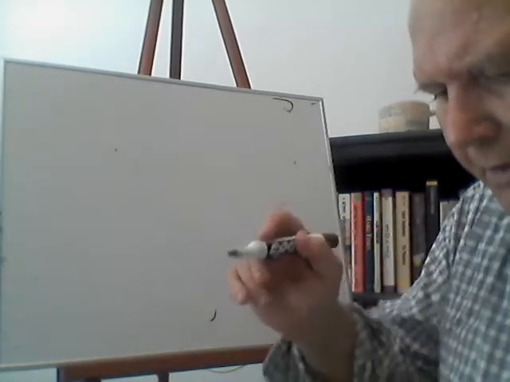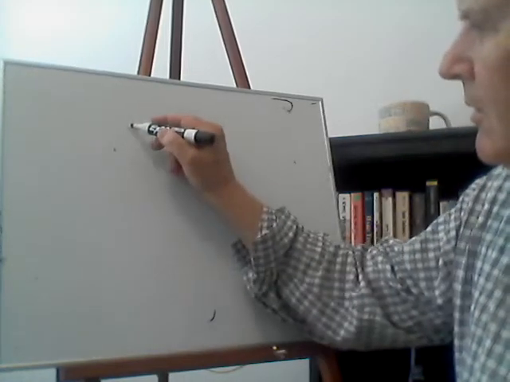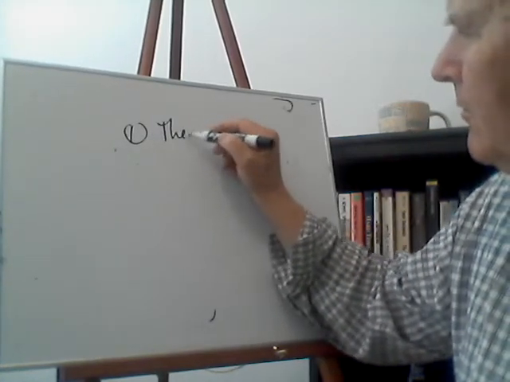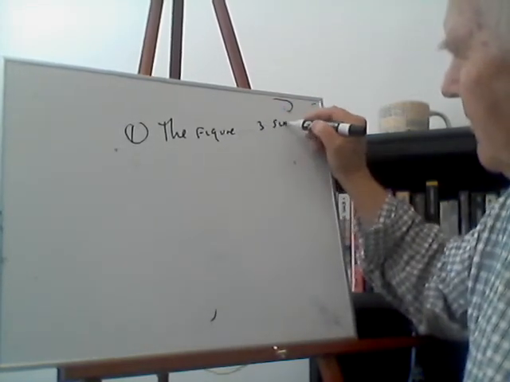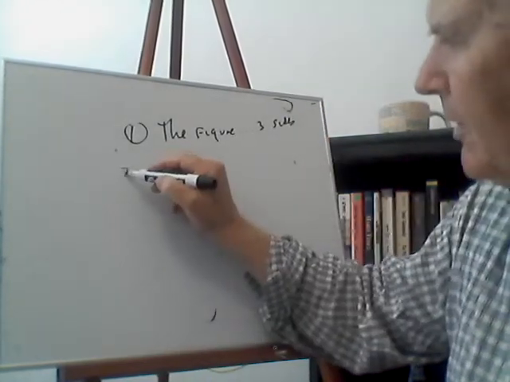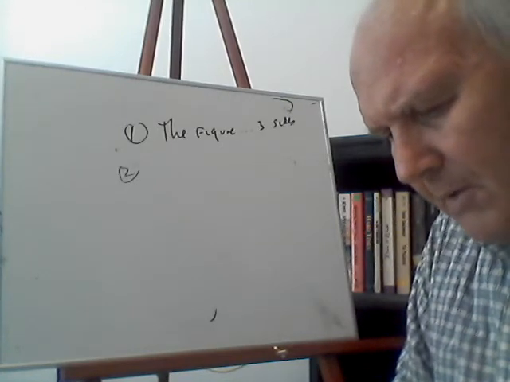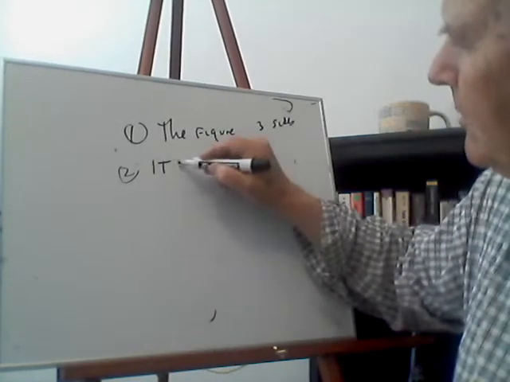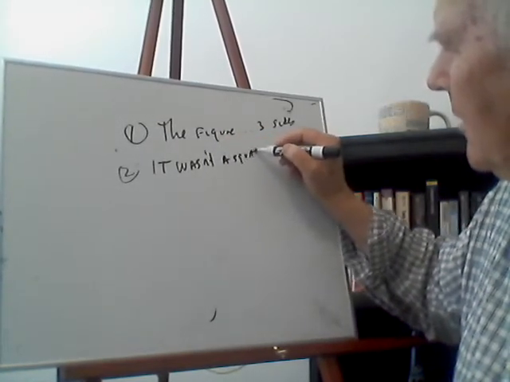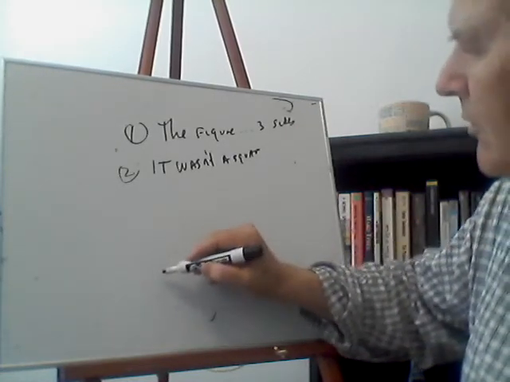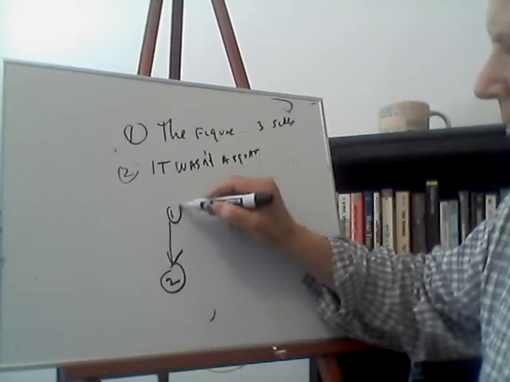Let's do number 8. This only has 2 premises. The figure he drew had only 3 sides. So he drew a figure, and the figure he drew had only 3 sides. That's the first premise. The second, well, it's the first statement. The second statement is, so it wasn't a square. Only 2 premises. Okay, the conclusion is 2. It wasn't a square. Whatever he drew was not a square because it only had 3 sides.